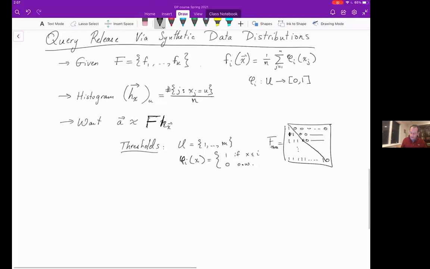All right. So what we want to do is approximate this quantity, F times h. And the first idea we're going to see today is that instead of trying to directly produce answers to the queries by adding noise, what we're going to do is release instead a distribution on data records.